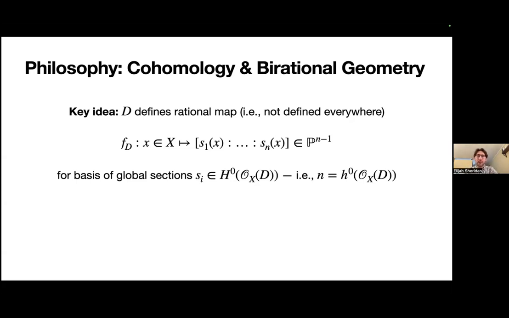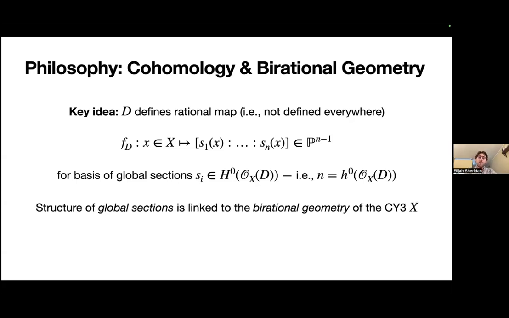Because these are sections and not actual functions, these are only defined up to an overall rescaling, but this is fine. This is exactly how homogeneous coordinates on projective space work. They're well defined up to scaling, so this is fine. So we define some rational map into projective space with any effective divisor that we have. What this means is that the structure of global sections of a divisor is intimately linked to the birational geometry of whatever Calabi-Yau threefold you're studying.